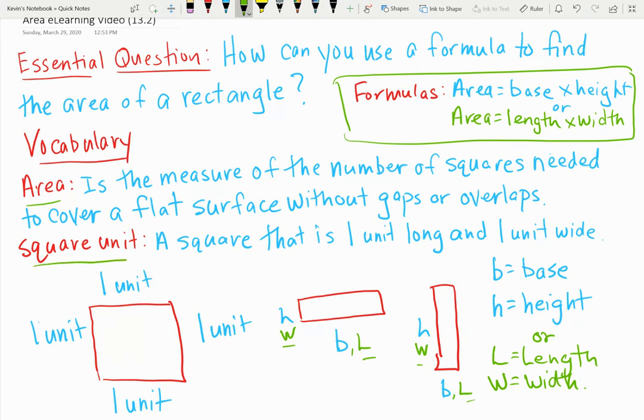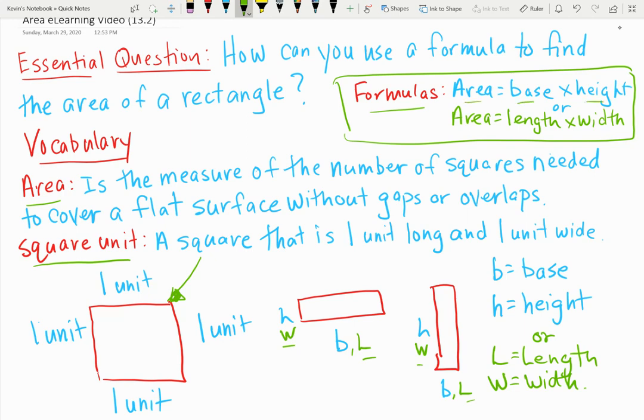And then we'll talk about square unit. A square unit is 1 unit long, 1 unit wide. So think of a square unit, 1 unit long, 1 unit wide. Okay. And some formulas, and it's really only one formula we're going to know for today. So area equals base times height.